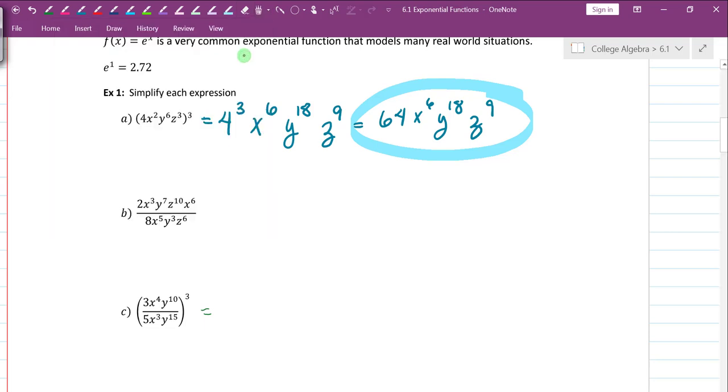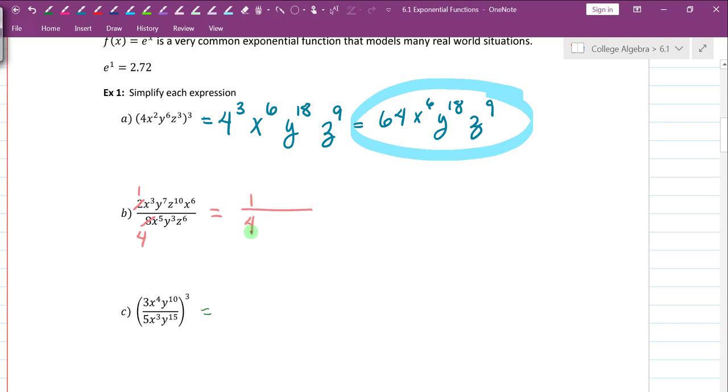So problem B, when we look at it, notice that right here I have an x and I have an x here. So I really want to combine those two in the very first operation. And I also want to reduce my 2 and my 8, because 2 will go into 2 1 time, 2 will go into 8 4 times. So I actually end up with 1/4 right here.